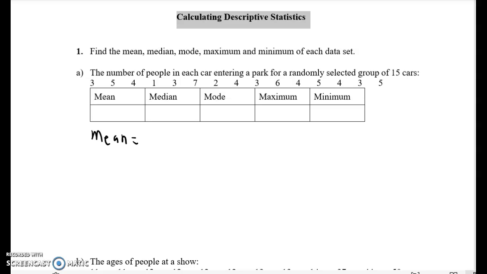And to find the mean of a data set, you add all the values given together and you divide by how many data values you have. If you add all these values together, you have a total of 59, and we have 15 data values. This gives you 3.93 if you round to 2 decimal places.